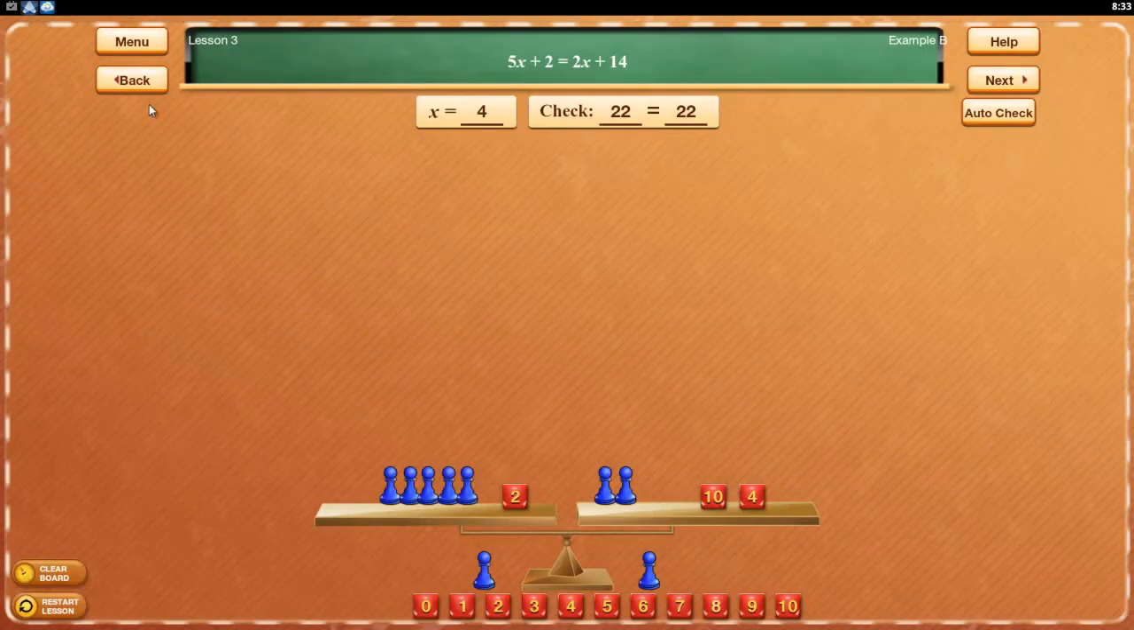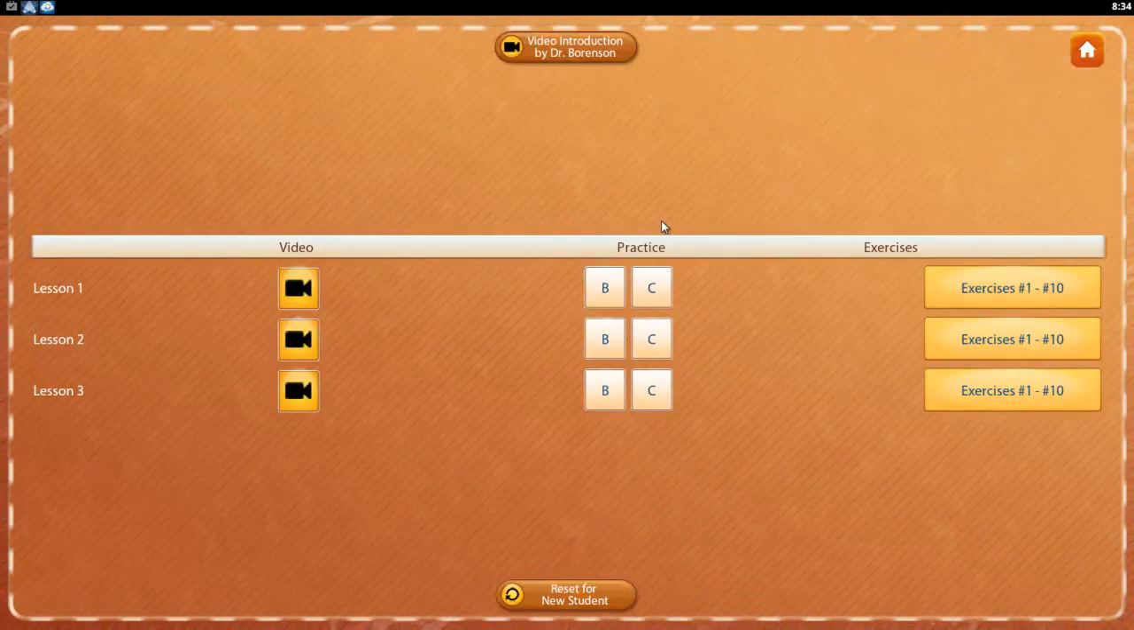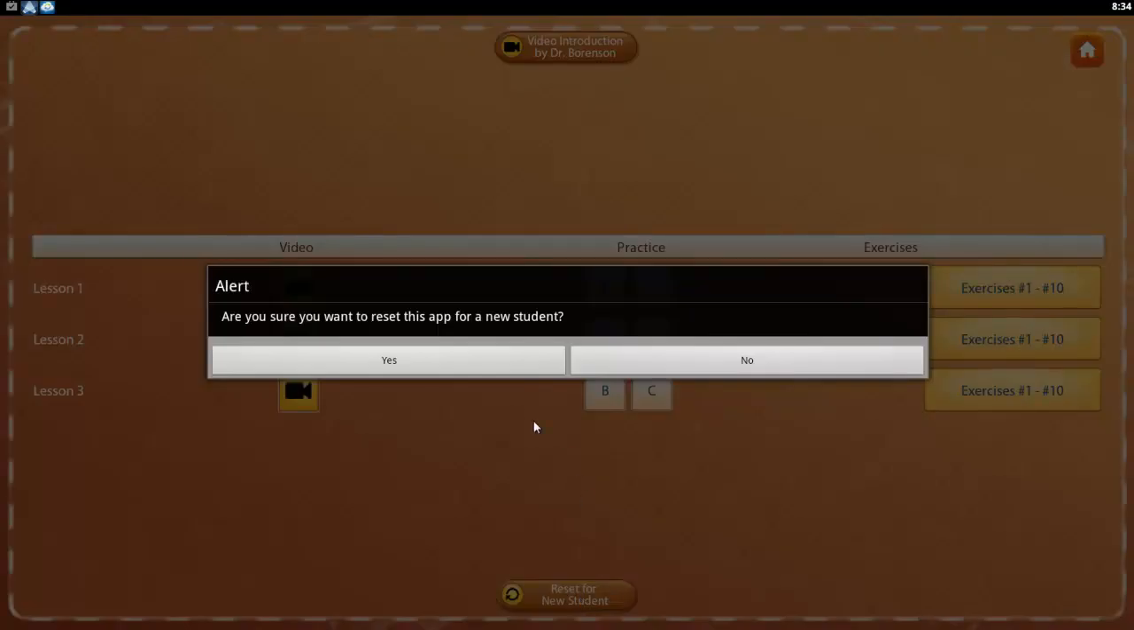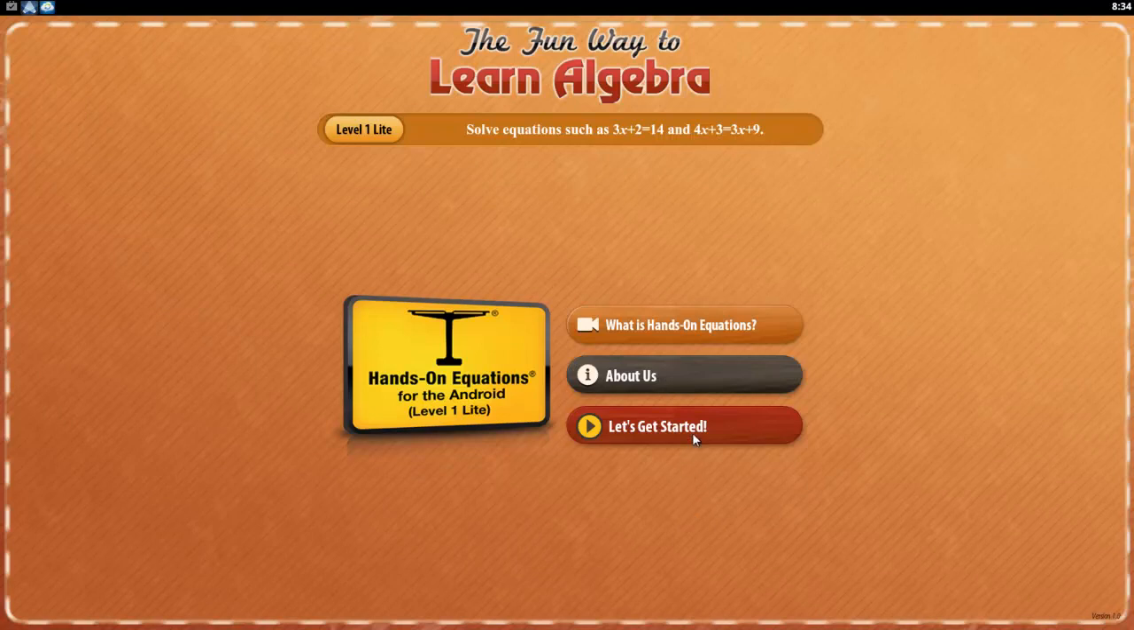These are the first three levels of the app. There are 3 more, as mentioned earlier, and of course I didn't start the exercises, but you have in total 30 exercises, so a lot for a kid to learn. This is the reset for new student button, and if you press it, all the progress will be reverted and you're gonna start from the beginning. I'll click it to show you what happens.